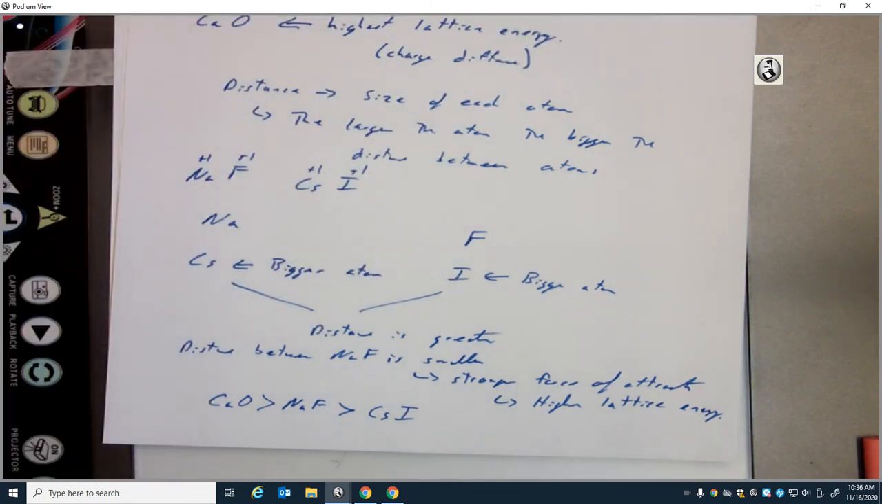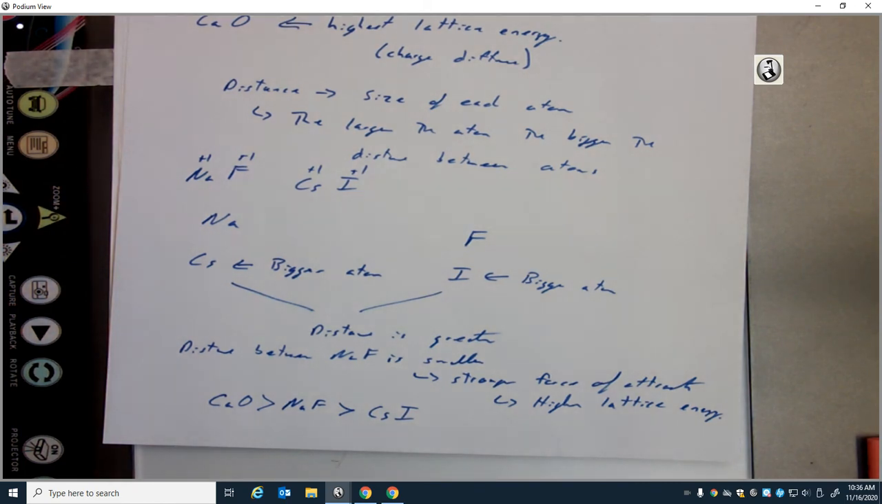So that's where we're going to stop for today. I don't want to get into covalent bonding today, so let's stop with that so you can work through some things. And we will pick up with covalent bonding next class.